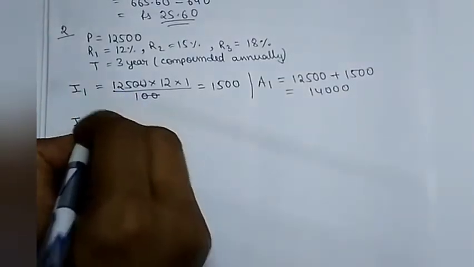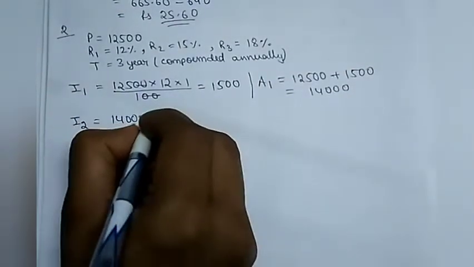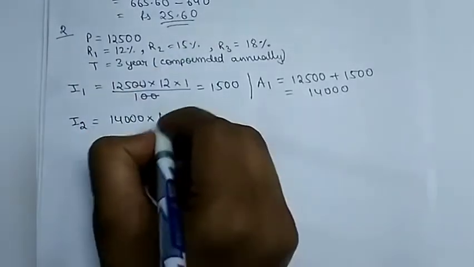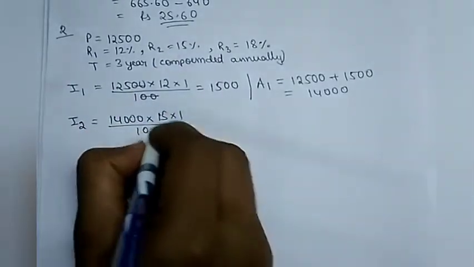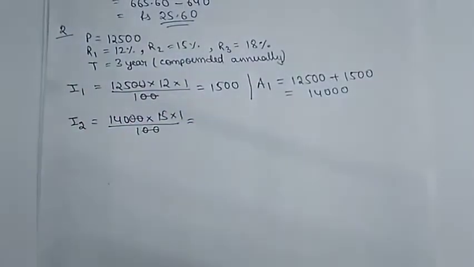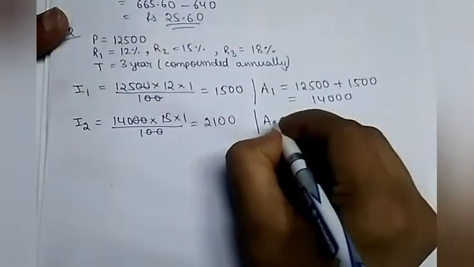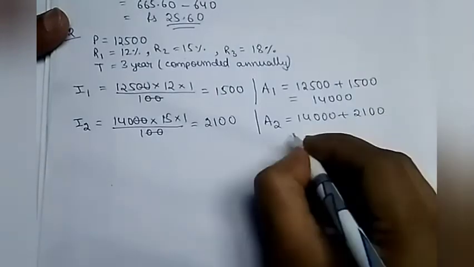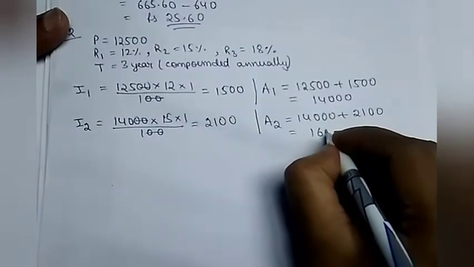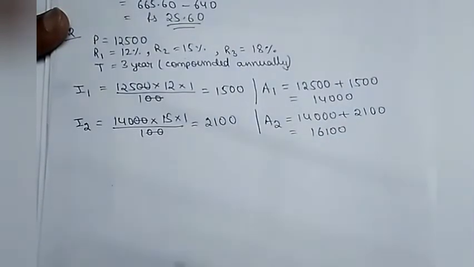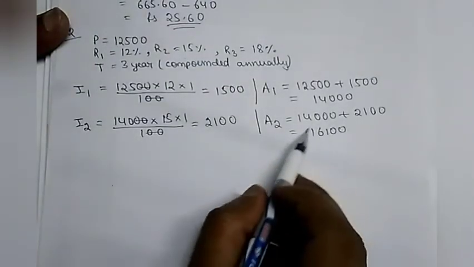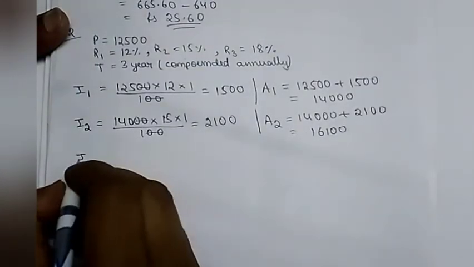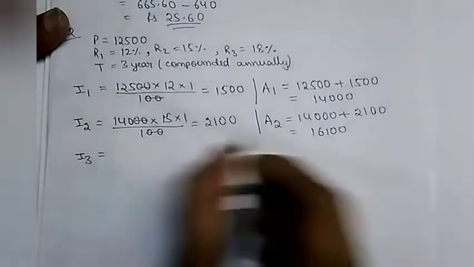So I2 is equal to 14,000 into interest for the second year is 15, 15 into 1 by 100. This is coming 2,100. So amount for the second year is equal to 14,000 plus 2,100, that is equal to 16,100. Okay. So this will become the principal of the third year. So let us find interest for the third year.